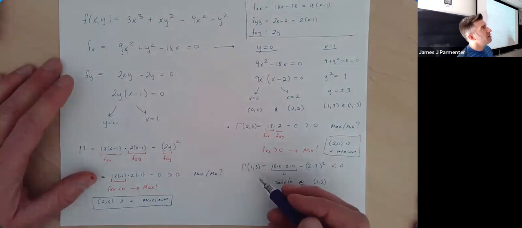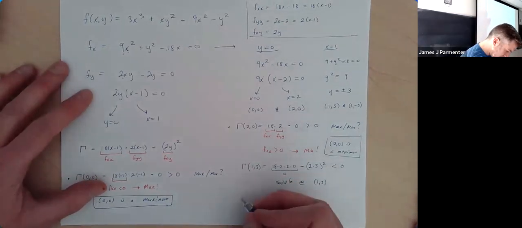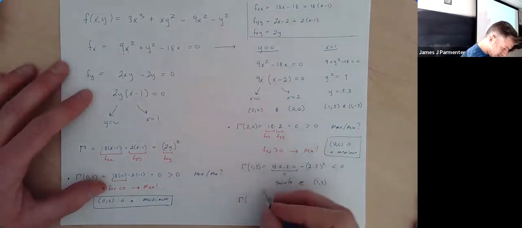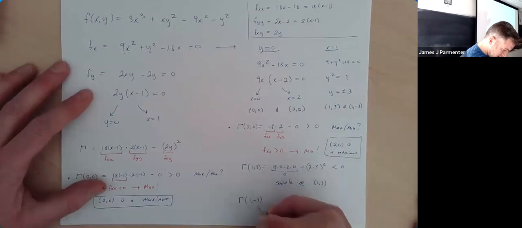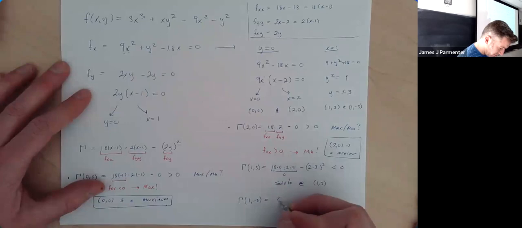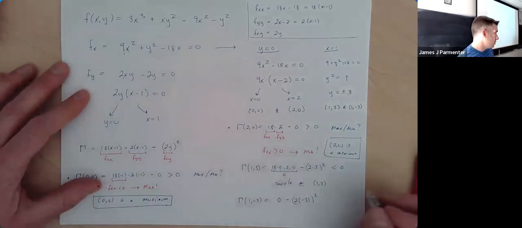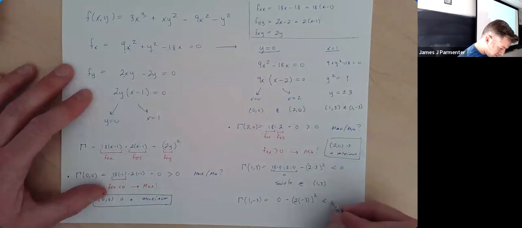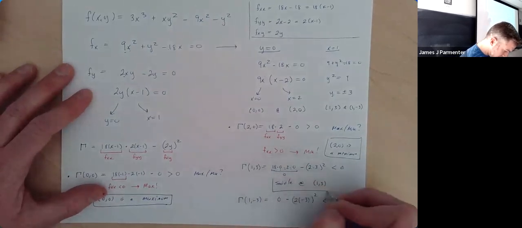Let's look at the last one here. I think it's going to be the same. We plug in (1, negative 3). We're going to get again 18 times 0 times 2 times 0, which is 0, minus 2 times negative 3 quantity squared, which is still going to be negative. So again, we have a saddle.